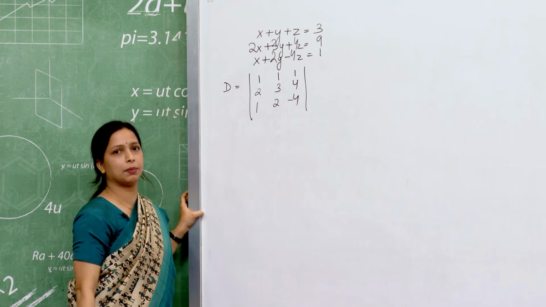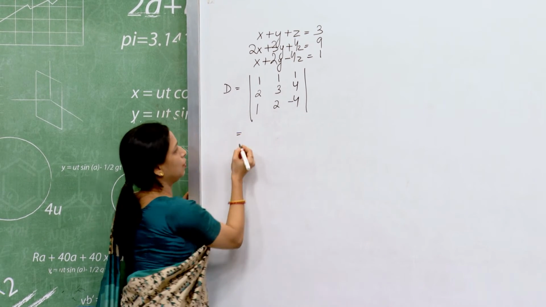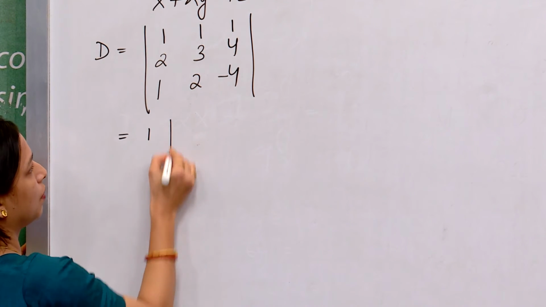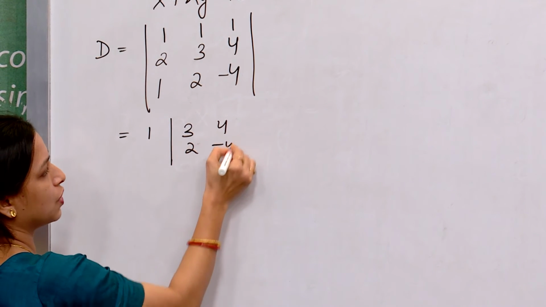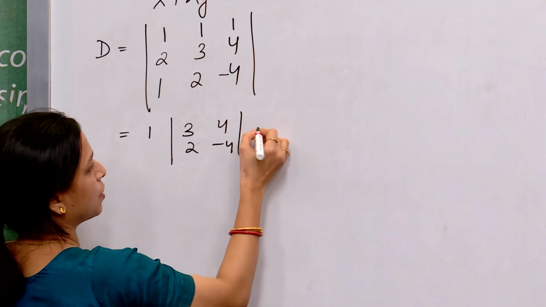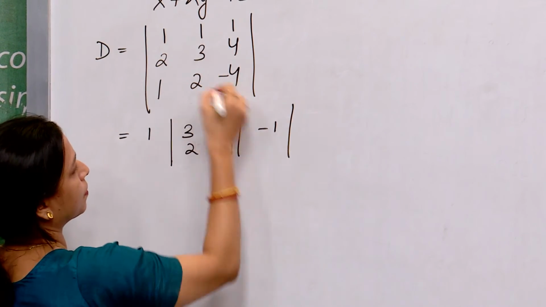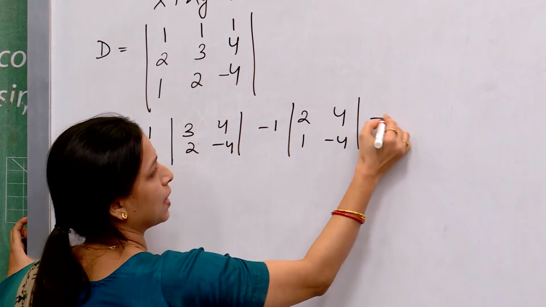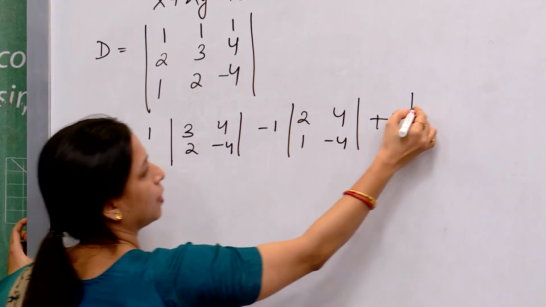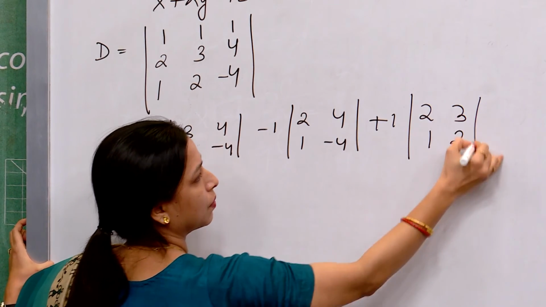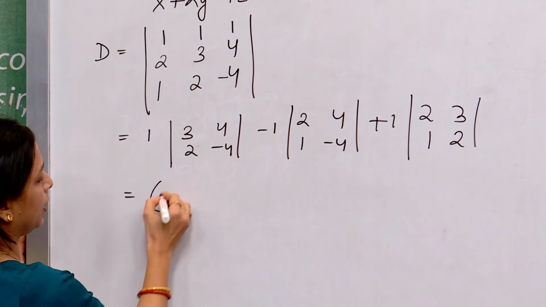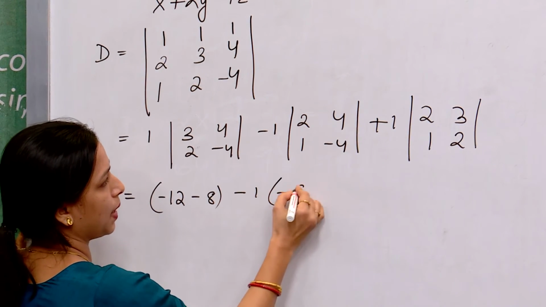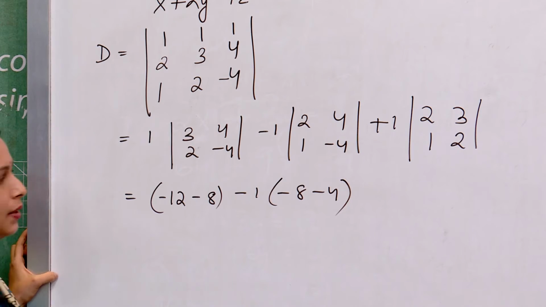Now, we have to find the value of this determinant. We all know how to find it. Let us find it by expanding along the first row. First row, so 3, 4, 2, minus 4, minus 1, plus 1, again the second order determinant.